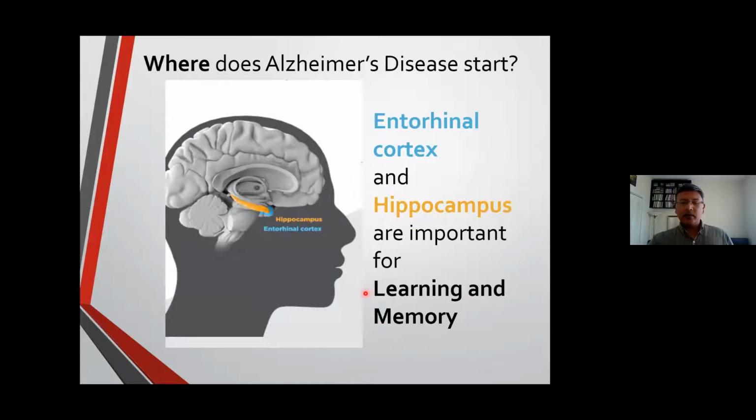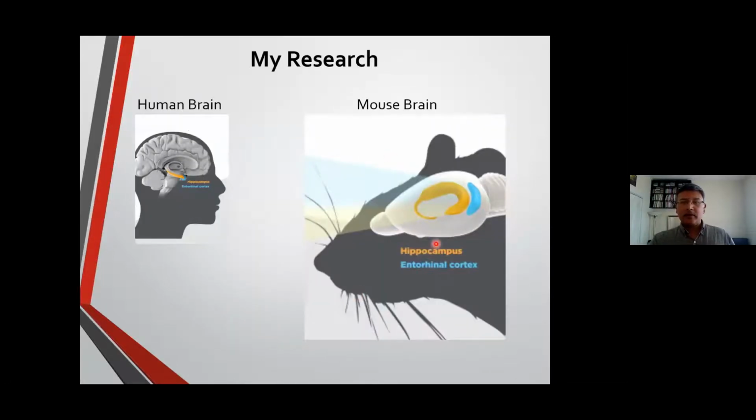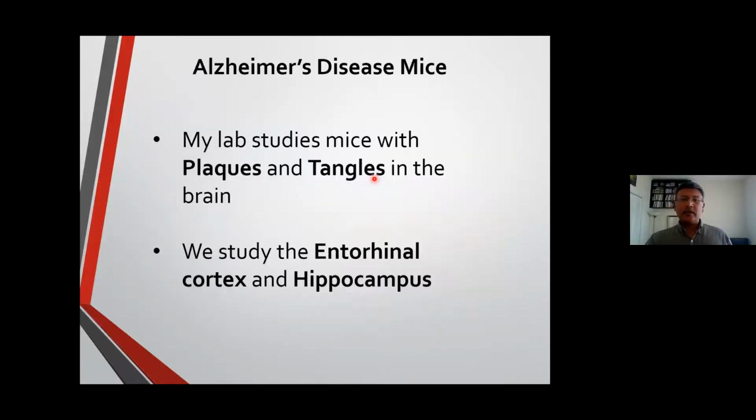Now, I don't work on humans, but I do work on mice, which also have these two regions, the hippocampus and entorhinal cortex. The reason I work with mice is they're really easy to work with. They can quickly generate in a short time. You can artificially inject them with tau and A beta, the plaques and tangles I was talking about, so we can study them indirectly that way. That's what my lab does. We study plaques and tangles in the entorhinal cortex and the hippocampus, right?